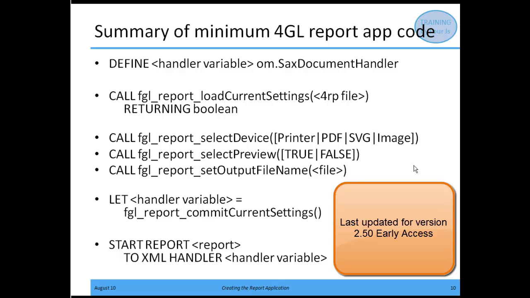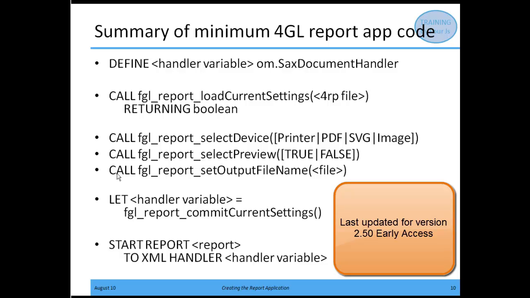So one of the things is when you're producing the report, what device do you want it to be put out to? Do you want it to go to a printer? Do you want it to go to a PDF file? Do you want it to go to SVG, which is our report viewer? Do you want it to go to an image? So you can select the device where it's going to be output to. You can either set preview mode or you can have it saved to disk. So if select preview is true, it's going to show it up on the screen. If it's at defaults, it can save it to disk.